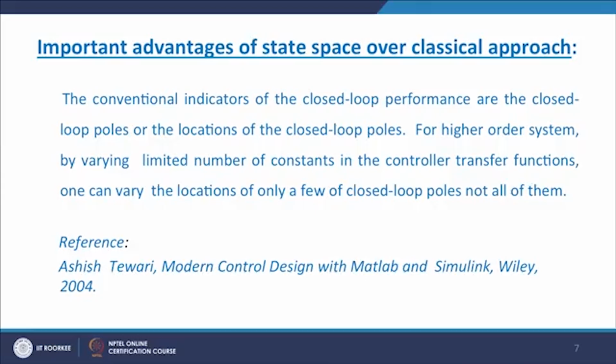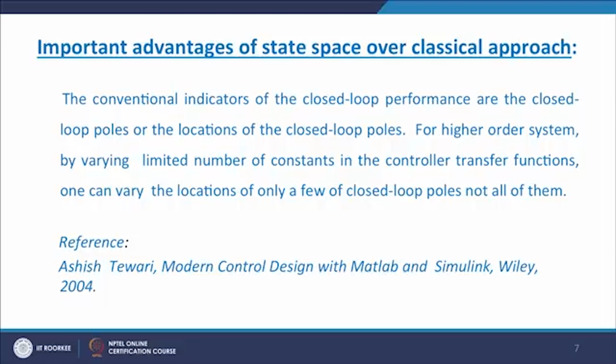So, that advantage is that the conventional indicators of the closed loop performance are the closed loop poles, or the location of the closed loop poles. For a higher order system, by varying a limited number of constants in the controller transfer function, one can vary the location of only a few of the closed loop poles, not all of them.